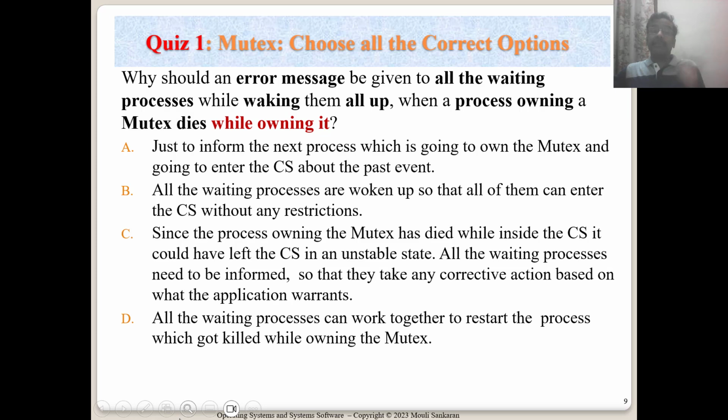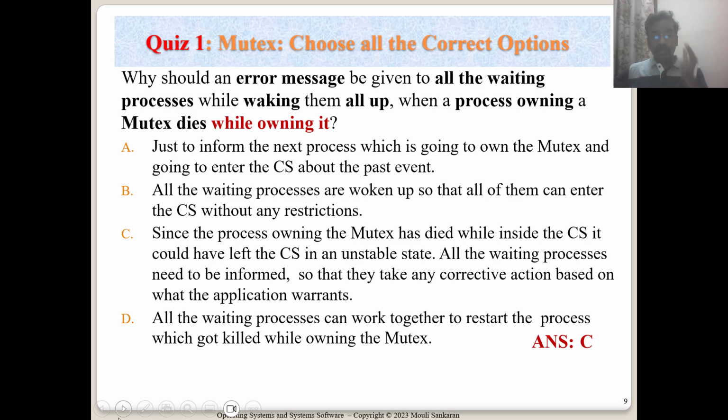Now, why should an error message be given? You can just freeze it and try to think about a reason for this. What could be the possible reason why an error message should be sent to the processes which are waiting on a semaphore, which happens to have not been released by the owner, and the OS has done the job of releasing it because the process died without releasing it, an accidental death? Now that is the solution.